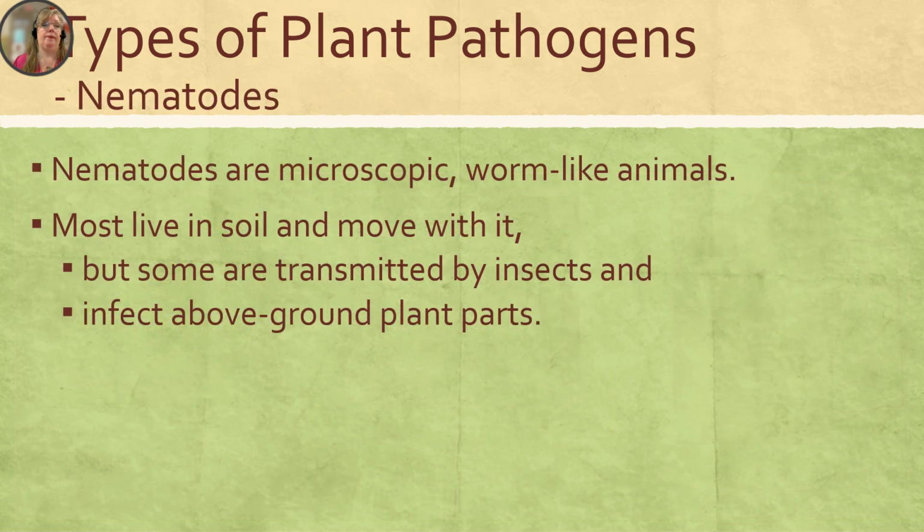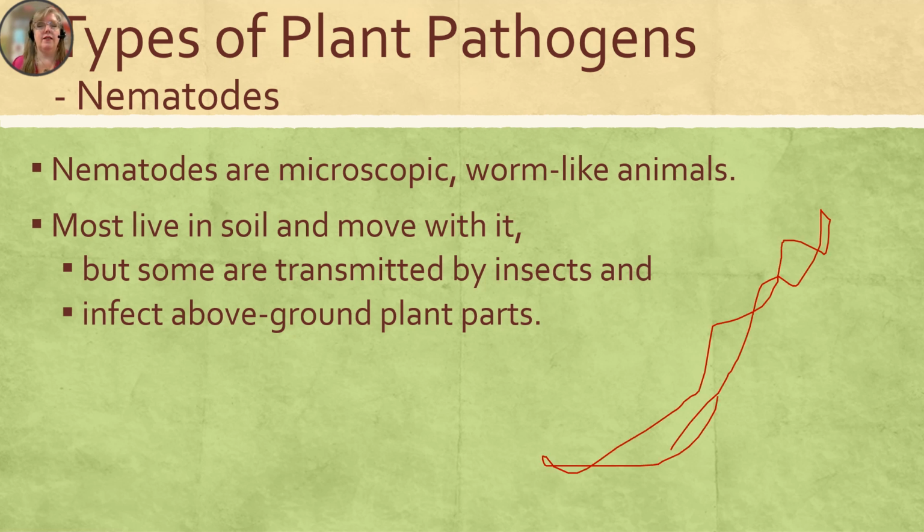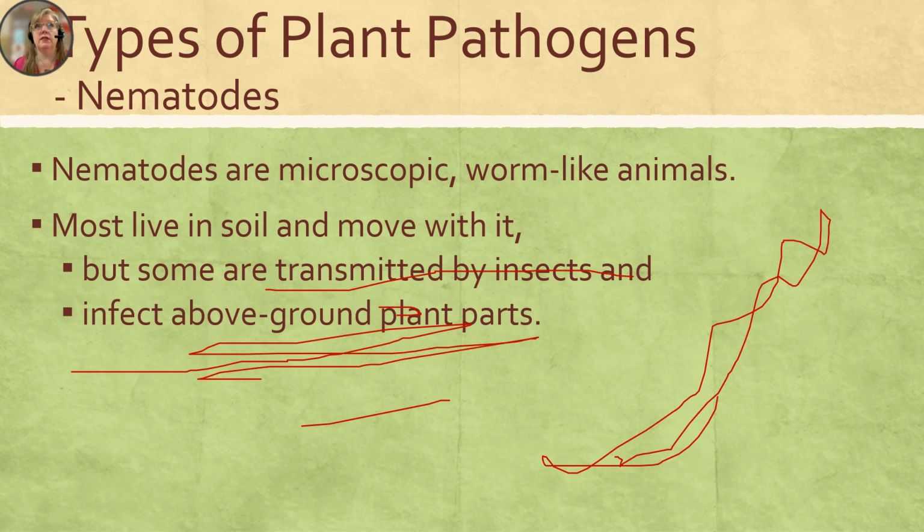All right, so nematodes. Now that's the funnest word in the world. Nematode. They're little worms. I wonder why I don't have a picture on here. Little wormy things. So anyway, the nematodes are microscopic worm-like animals. They live in the soil and move with the soil, but some are transmitted by insects. Like I said, if you can get in the gut of an insect, the insects will bring you around wherever you go. And they are mostly going to affect the above-ground plant parts, the stems and such. Roots a little bit, but not much. I've got some examples of the nematodes on the next slide.